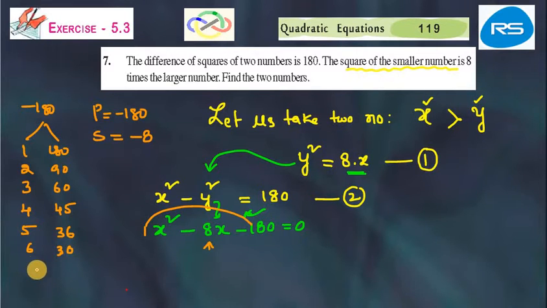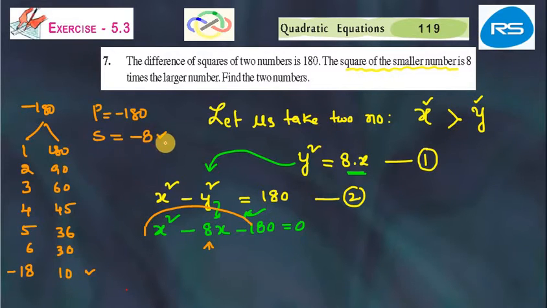and if I go further, does 8 go into 180? Does it go by the 8 table? Yes, I can take it as 18 tens are 180. So we have a list of many factors here, but I come directly to this one and verify it. The sum should be minus 8. So if I take minus 18 plus 10, you will get minus 8.